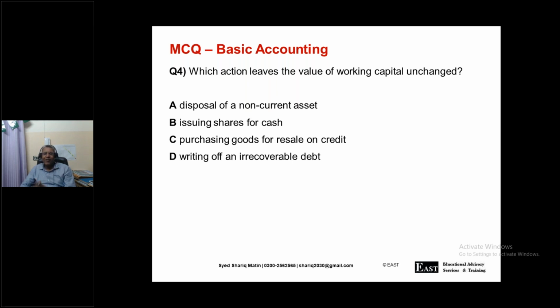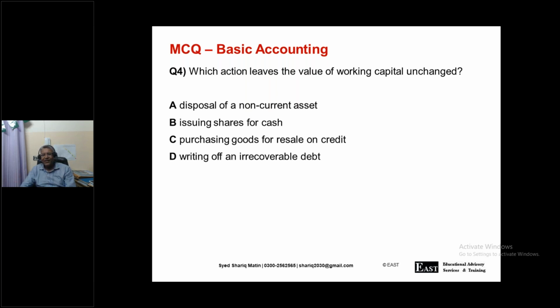That's correct. Before you move on to C, can you move on to D first? Yes. In D, we are writing off an irrecoverable debt, which is a trade receivable, and we are decreasing current assets. So working capital will change. Right. If we decrease current assets, working capital will also go down.